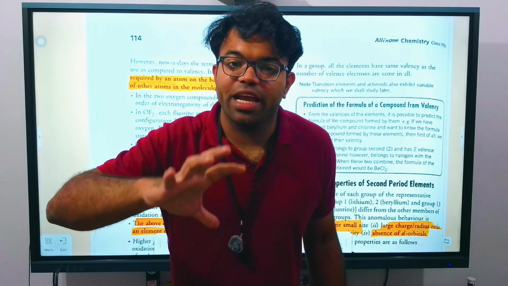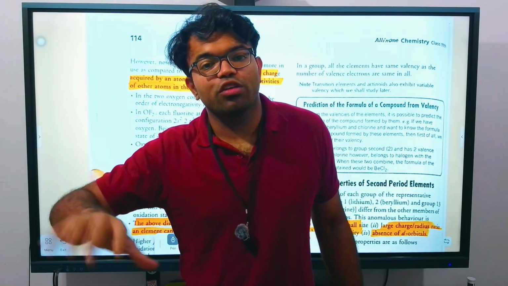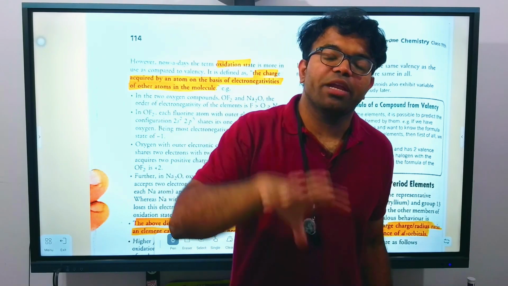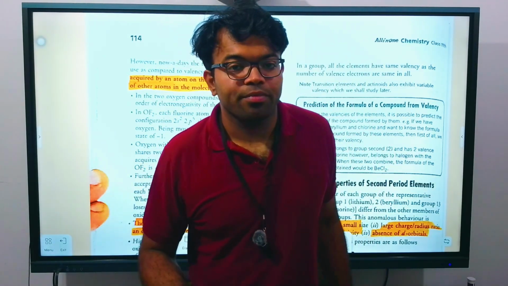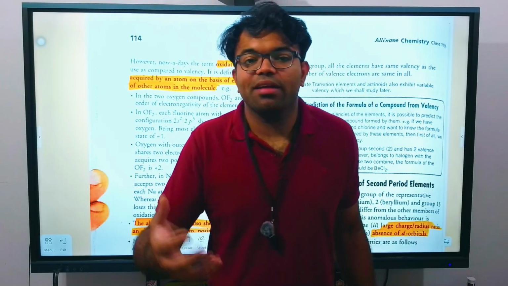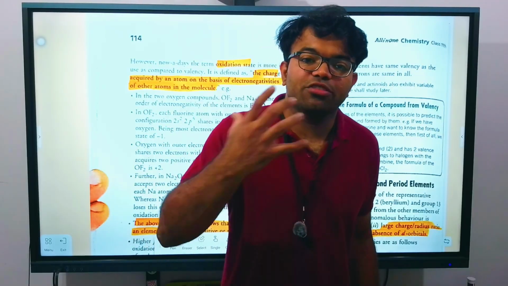Okay, the oxidation state becomes negative. So if it loses an electron, the oxidation state becomes positive. If it gains an electron, the oxidation state becomes negative. Sodium has an oxidation state of +1. Chlorine has an oxidation state of -1. Calcium has an oxidation state of +2. Oxygen has an oxidation state of -2.